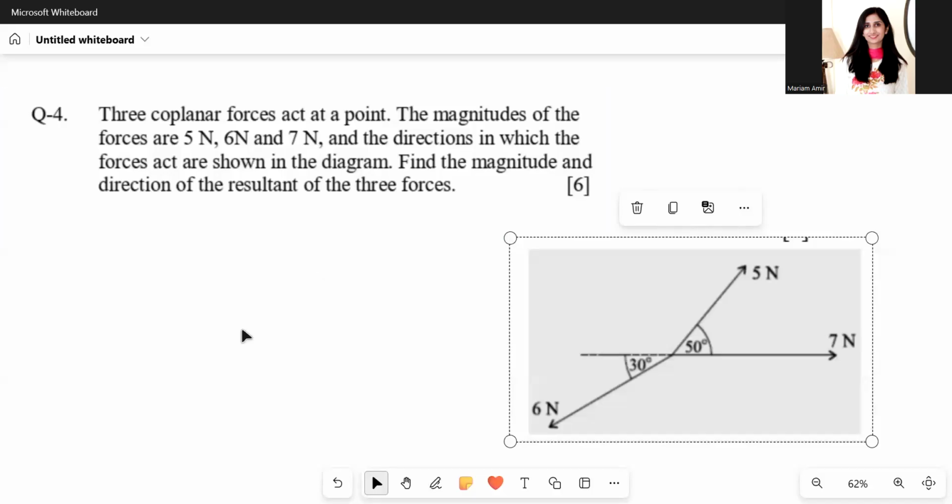Three coplanar forces act at the point. Magnitude of the forces are 5, 6, and 7, and directions in which the forces act are shown. Find the magnitude and direction of the resultant of the three forces.